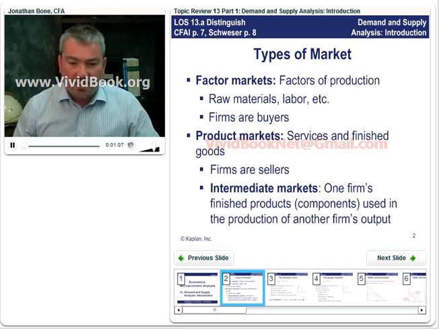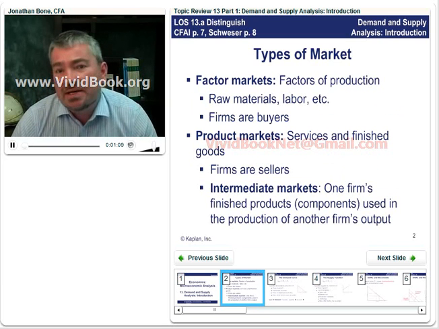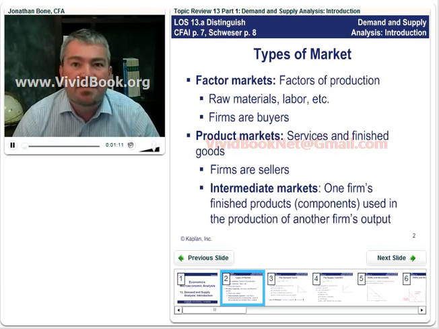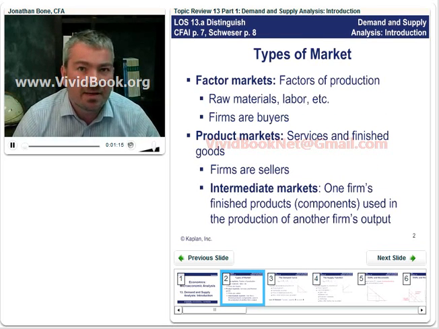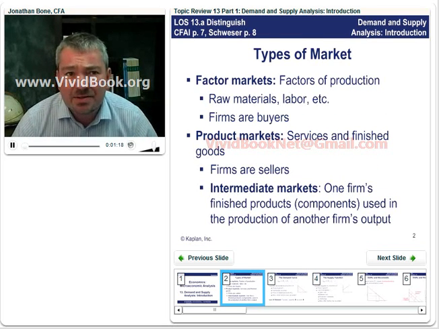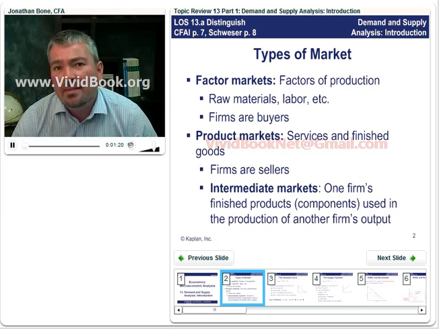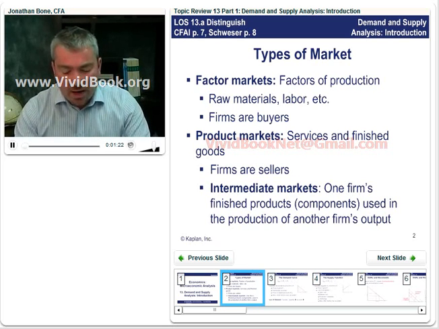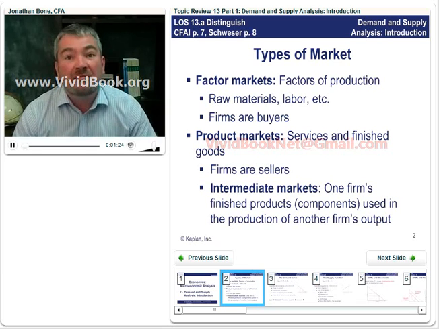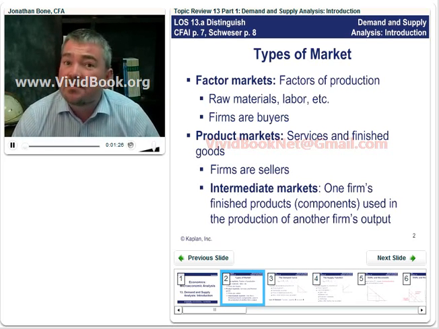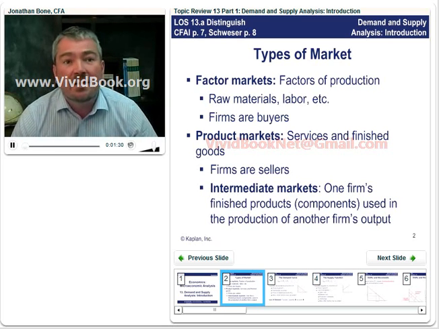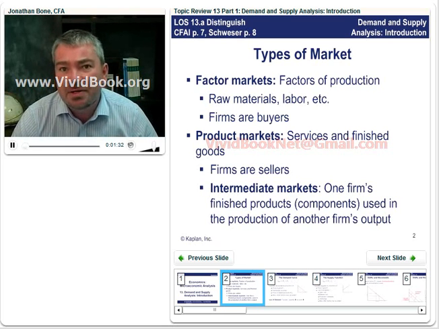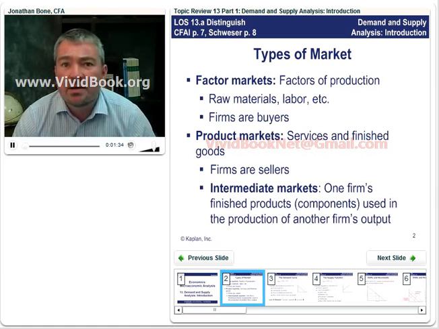Our first LOS asks us to distinguish between different types of market. Now, the two types of market we need to talk about here are factor markets and product markets. And this is a lovely, easy introductory learning outcome here. So our factor markets, what are they? They are markets for the factors of production. And a factor of production is anything that goes into the productive process. In other words, anything that goes into the process of producing finished goods. So it's raw material, labour, etc.